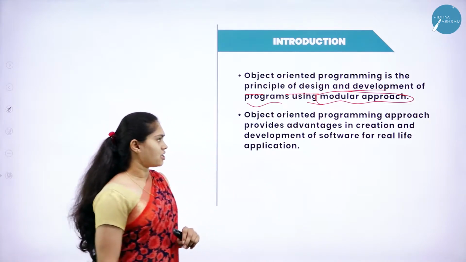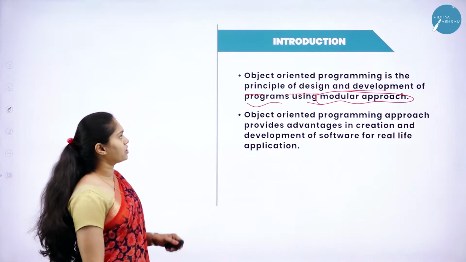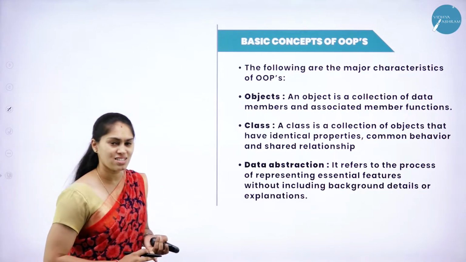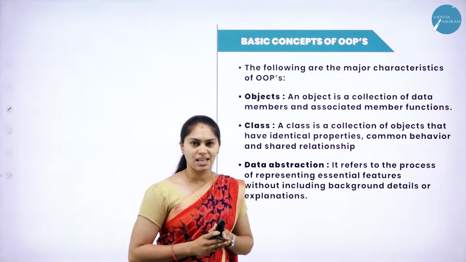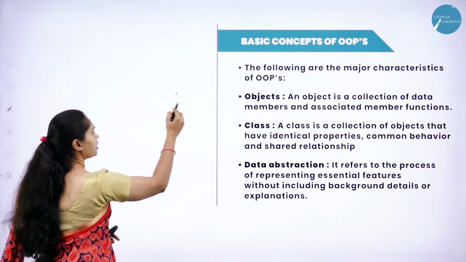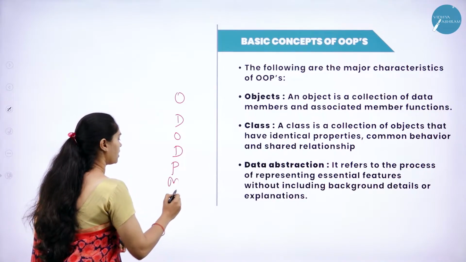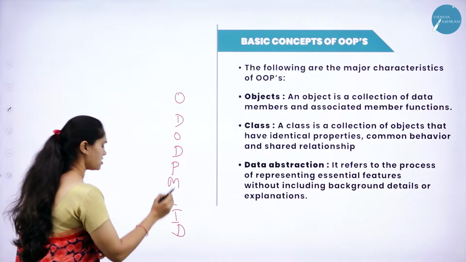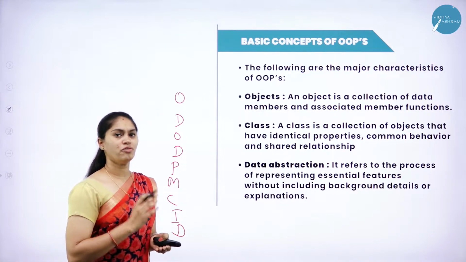Or else you can also write one more definition here. Now we'll see about the basic concepts. Basic concepts and characteristics of object-oriented programming are the same. When it comes to the basic concepts of OOP, how to remember? I told you, right? OD. Who is saying? PM is saying to CID. This is the code in order to remember the basic concepts of OOP.